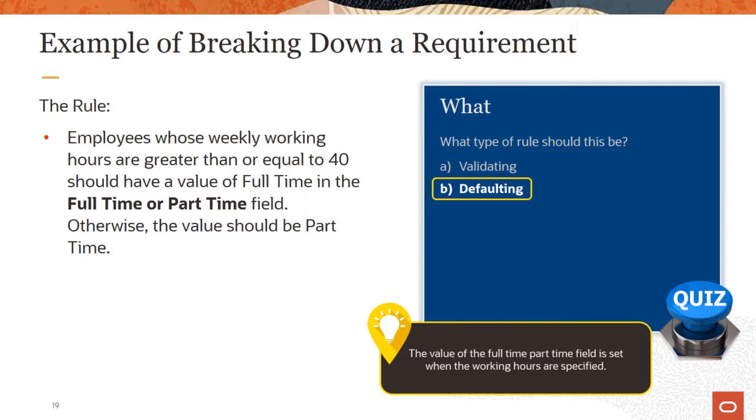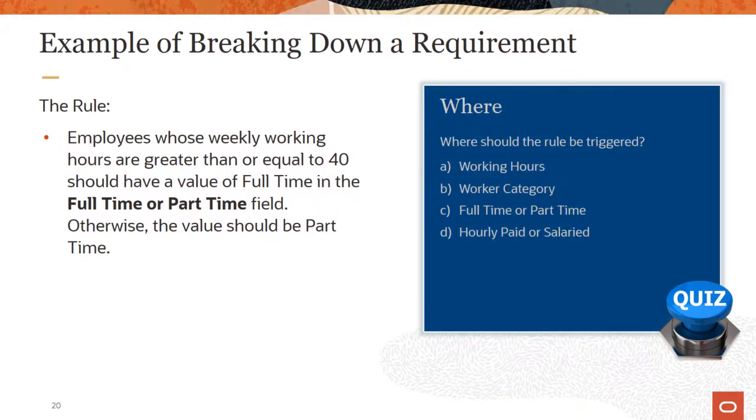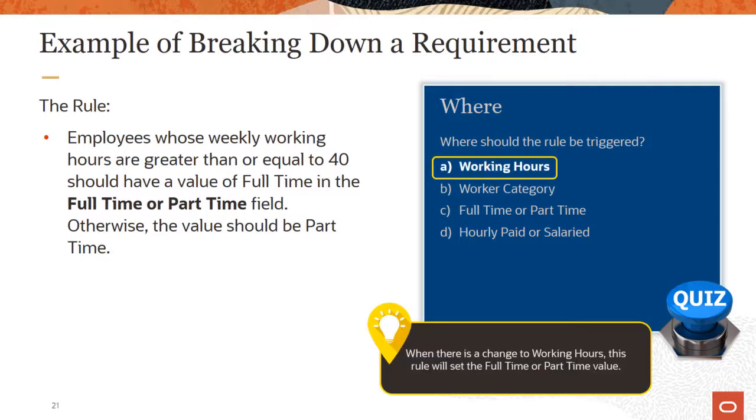defaulting autocomplete rule. Where in the UI should the rule be triggered? Meaning which fields will trigger the rule, the working hours, worker category, full-time or part-time, or the hourly paid or salaried fields. The answer is A, working hours. When the working hours value is entered, the full-time or part-time field value should be defaulted.